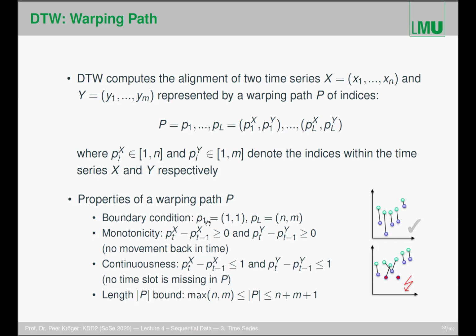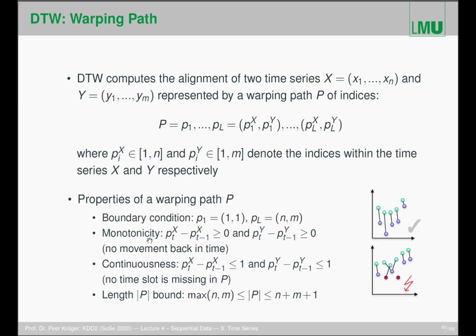First of all, the boundary condition means that it starts at the beginning in both time series and it ends in the last time slots of both time series. So it starts with the first time slot in X and the first time slot in Y, and it ends with the last time slot in X, that is N here, and the last time slot in Y, which is M here. So that is the boundary condition.